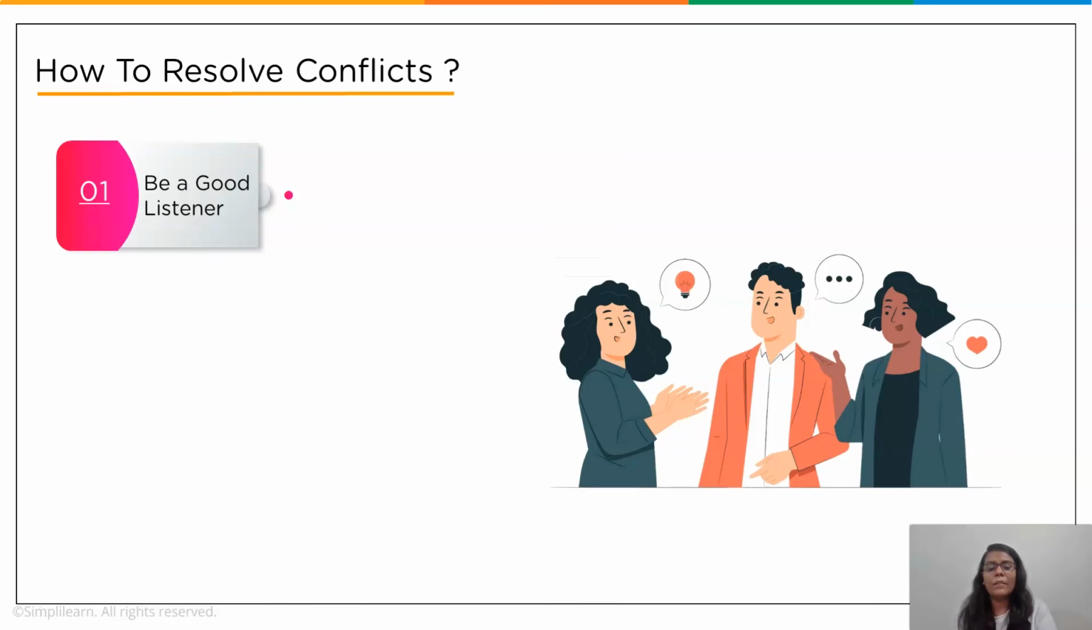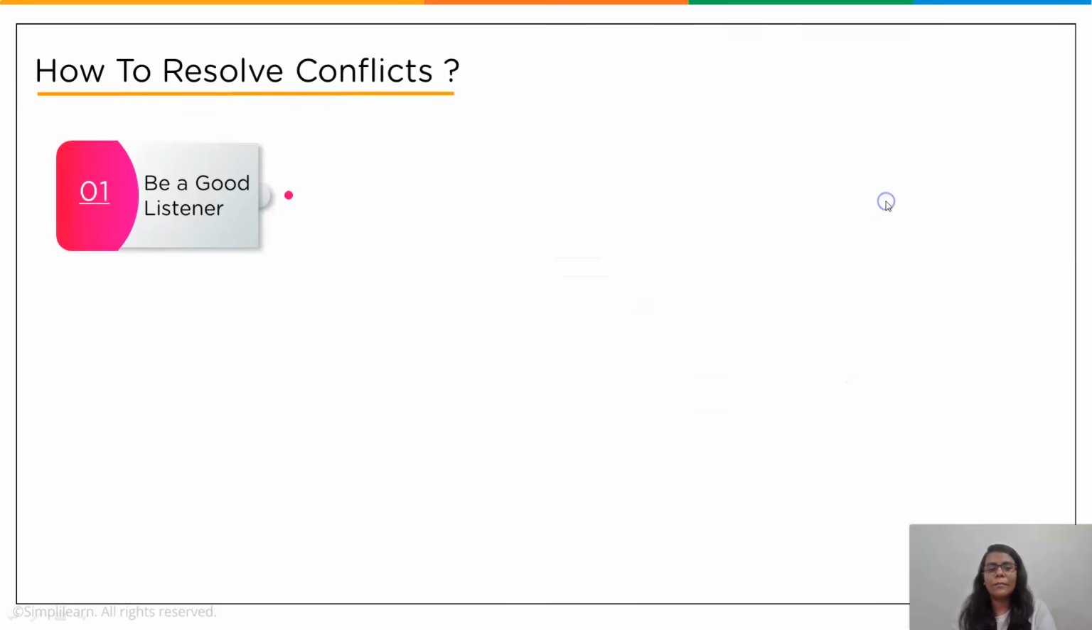The first point that we are going to discuss is be a good listener. Now, listening to problems provides a detailed description of the problem from its origin to the current state that helps to analyze, think, and react to the problem, and helps to decide what is right and wrong.